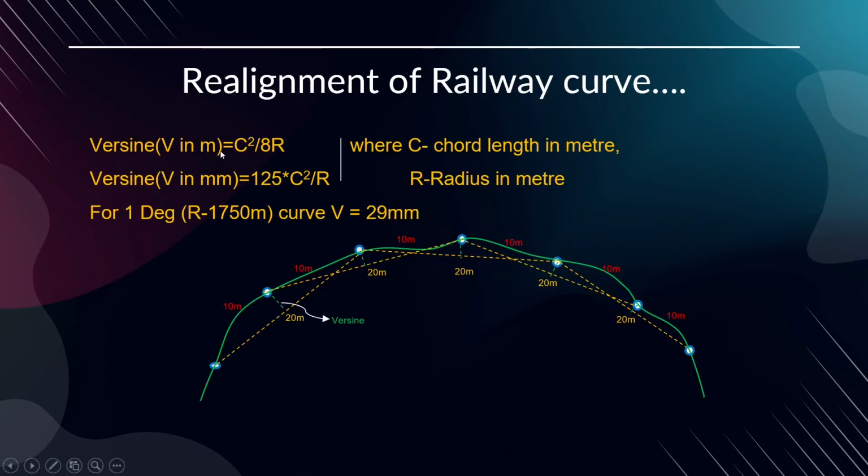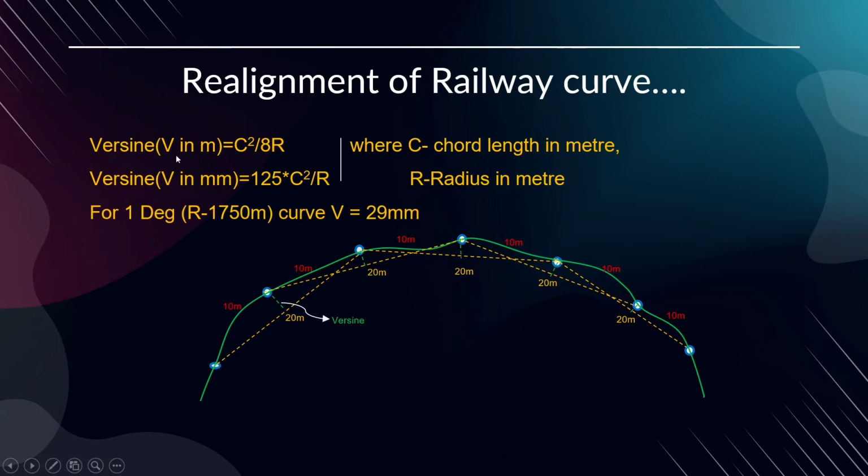And like that, the versine also: versine is c squared by 8r. Because radius we are not measuring for inspection purpose, for checking whether the alignment is proper or not, we used to measure only versine. The versine will be equal to c squared by 8r. This is also a derivation we got, how we got c squared by 8r, and everything is there, even in the survey book.